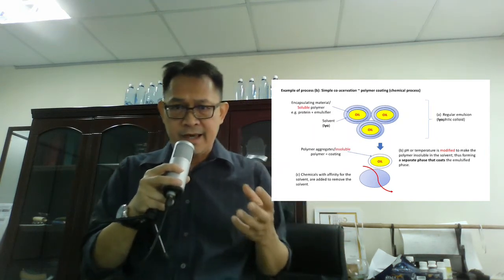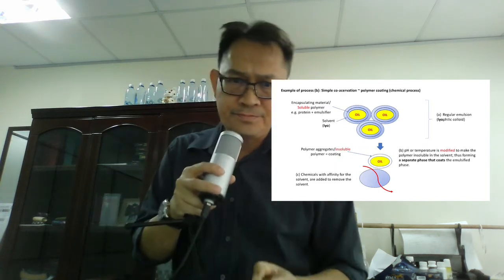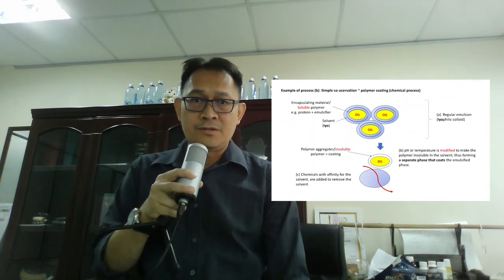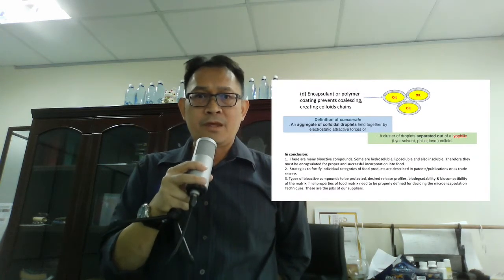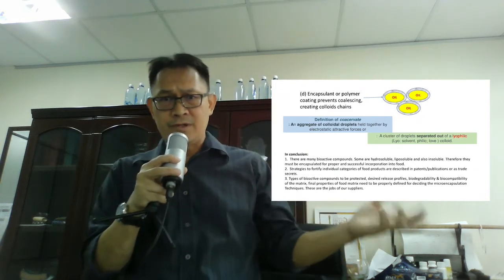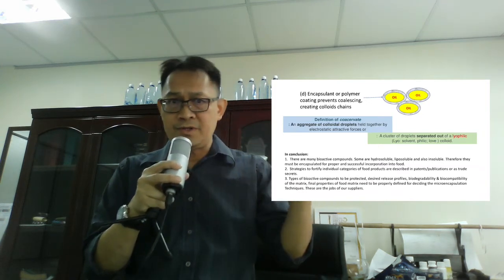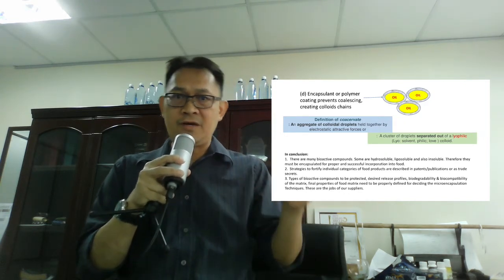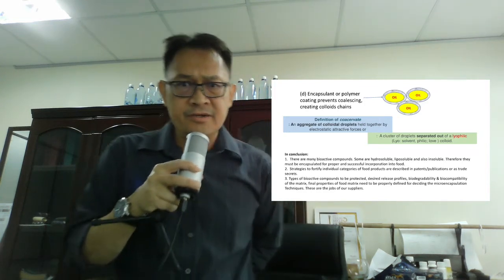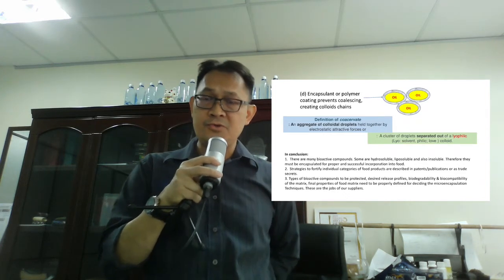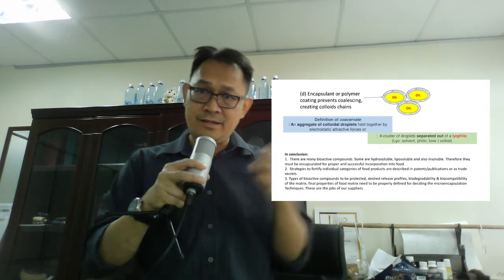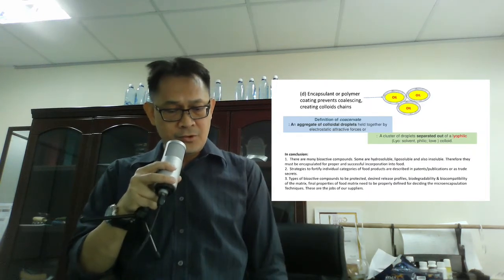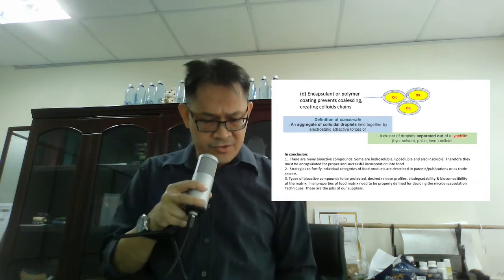So now you have insoluble protein as coating, and therefore it protects the bioactives. Next, they add chemicals with a good affinity for that particular solvent, the lyo, and this chemical will wash away the solvents. So you have the final product there, coacervate. The encapsulant or polymer coating prevents coalescing, so this oil will not form big lumps together. They are now being protected. So you have colloid chains. The definition given there: aggregates of colloidal droplets held together by electrostatic attractive forces, or a cluster of droplets separated out of lyophilic solvent. You remove the solvent out. That's how coacervation is done, but it's a chemical process using solvent and chemicals.